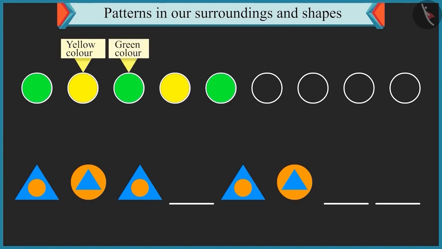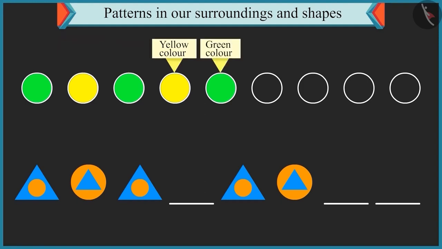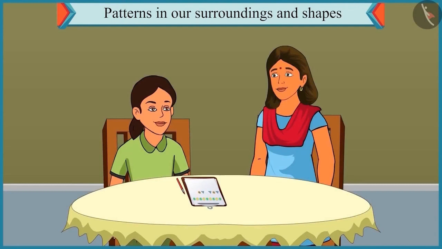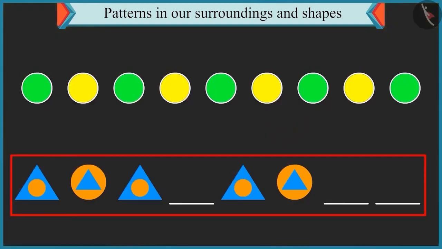Yes. The yellow and green colors are repeated in the next circles. You are right. Now if you fill the next circles with yellow and green color and repeat it, the pattern will be complete. Yes. This pattern is very easy. Come on, now look at the second pattern.